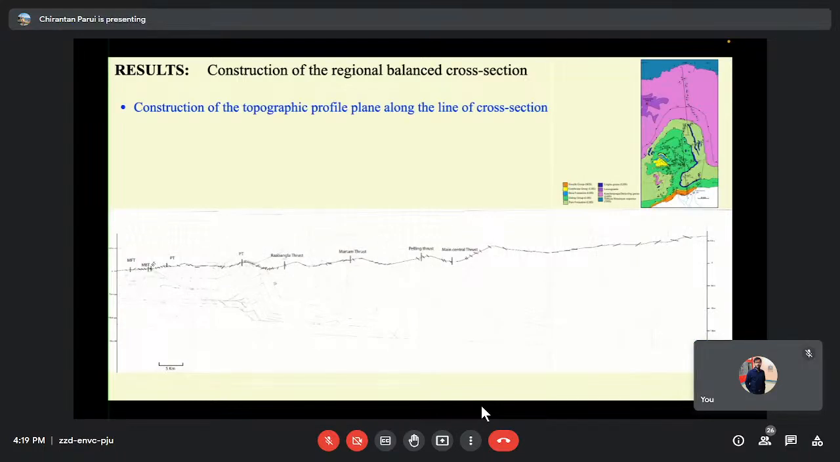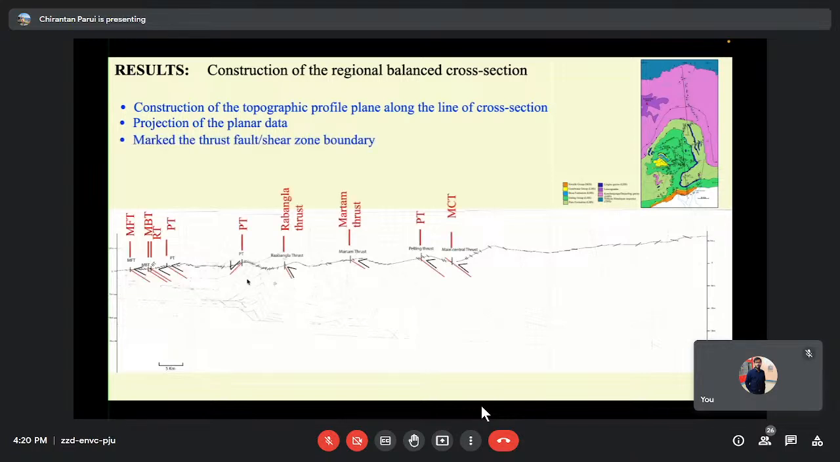First, I have constructed the topographic profile along this transect. Then I have projected all the planar data on the cross-section by calculating apparent dip along the line of cross-section. Then I have marked all the thrust faults based on the field mapping. And then I have calculated the thickness of the thrust sheets by incorporating the mean foliation orientation and the outcrop thickness of the lithologies. Based on that, I have determined the footwall template.